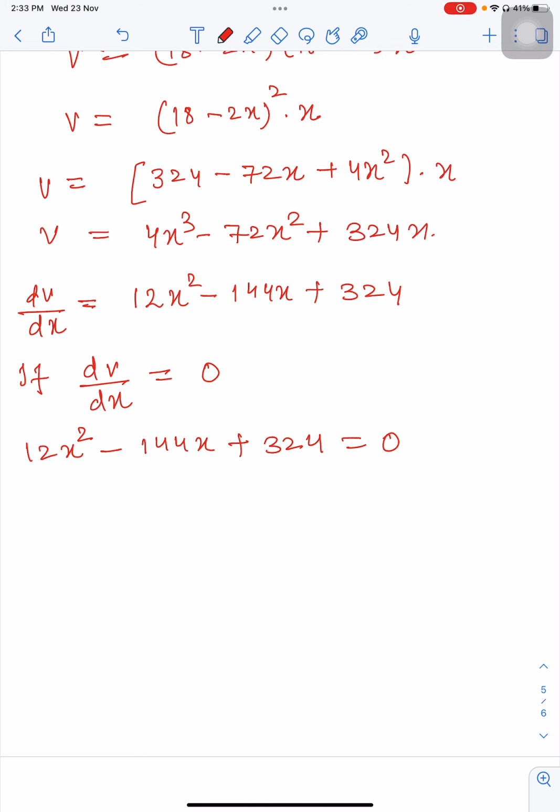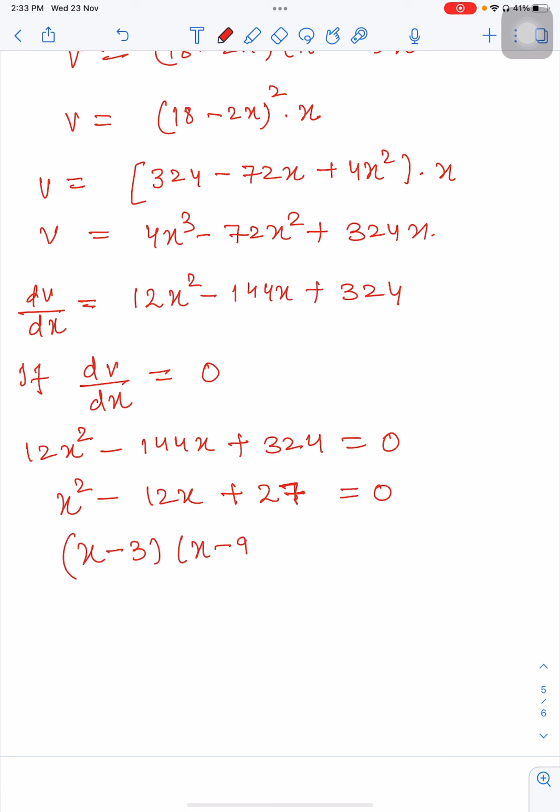Now, to simplify, we'll divide this by 12. It is divisible by 12. 12 3s are 36, 12 2s are 24. So divide by 12: this is x square minus 12x plus 27. Can you factorize this? 9 3s are 27, so you get (x minus 3) and (x minus 9). So x equals 3 or x equals 9.